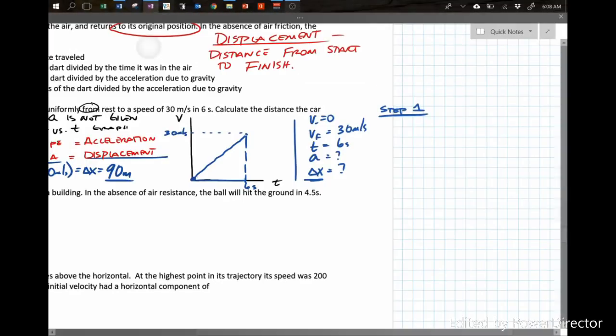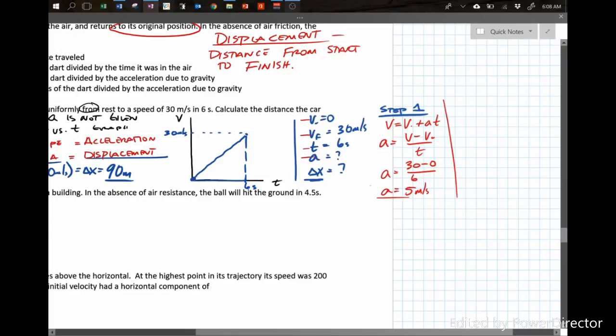So for step 1, I want the acceleration. I have the initial velocity, the final velocity, the time, and I want the acceleration. Well, those are all together in v equals v0 plus at. Solve that for the acceleration: a equals v minus v0 over the time. So the acceleration is equal to 30 minus 0 over 6. The acceleration comes out to be 5 meters per second squared.